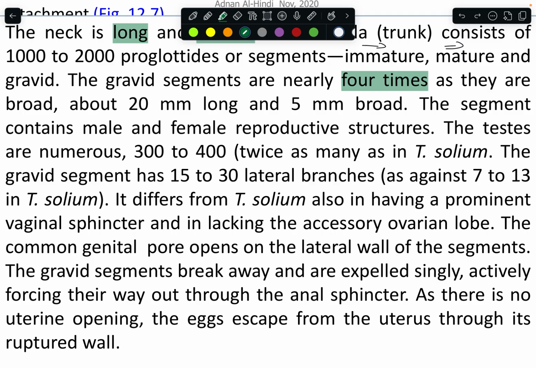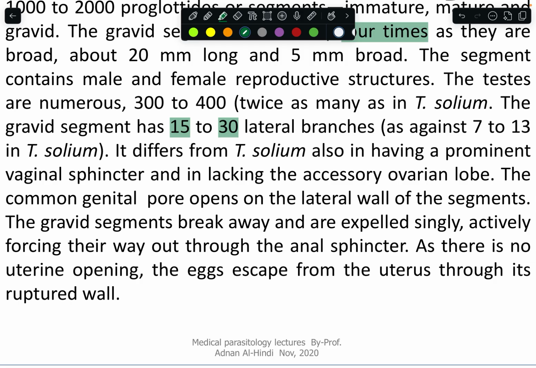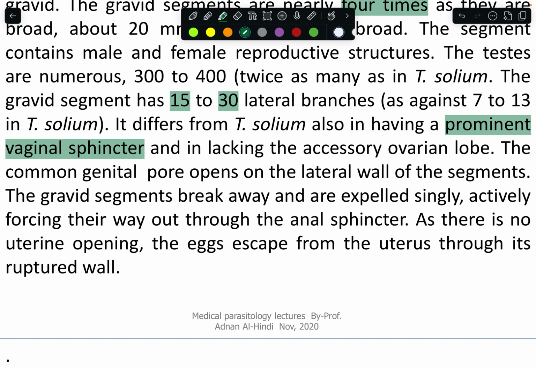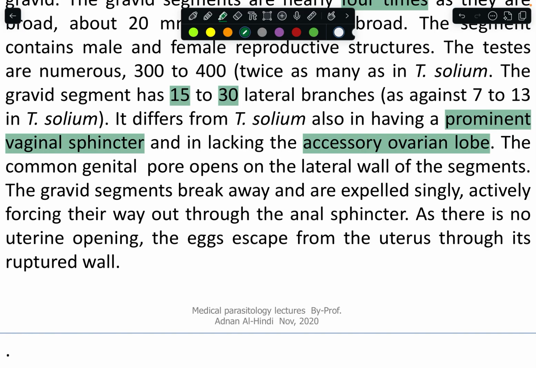The testes are numerous, 300 to 400, twice as many as in Taenia solium. The gravid segment has 15 to 30 lateral branches, as against 7 to 13 in Taenia solium. It differs from Taenia solium also in having a prominent vaginal sphincter and in lacking the accessory ovarian lobe. That's all anatomical talk right now.